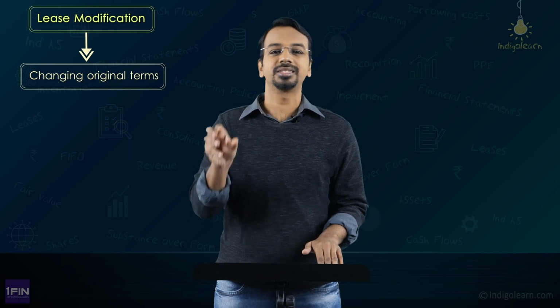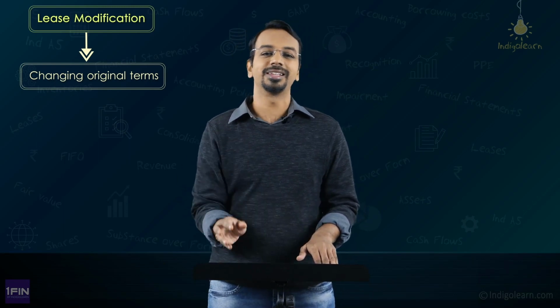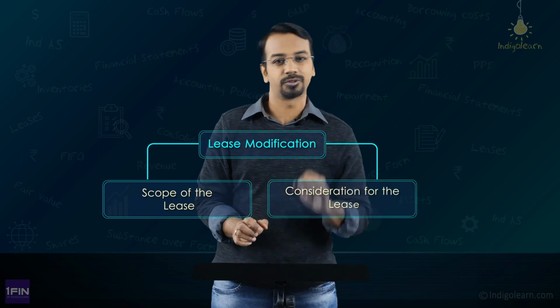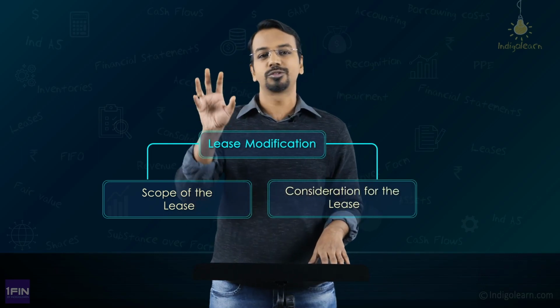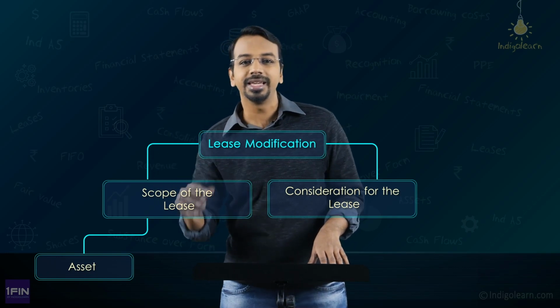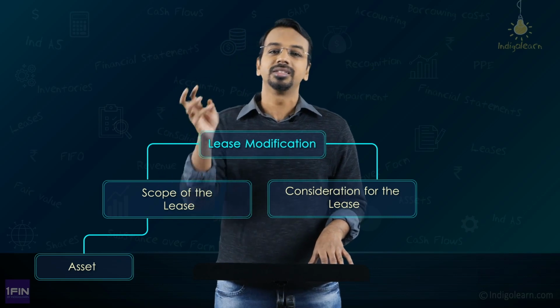So whenever there is a change in terms and conditions of the lease which was not originally agreed upon, that is called lease modification. Now this lease modification can be for the scope of the lease and the consideration for the lease. What do I mean by scope of the lease? Scope of the lease basically covers the asset in question, that is, you can increase the right-of-use assets or you can reduce the scope of right-of-use assets, and the term of the lease.